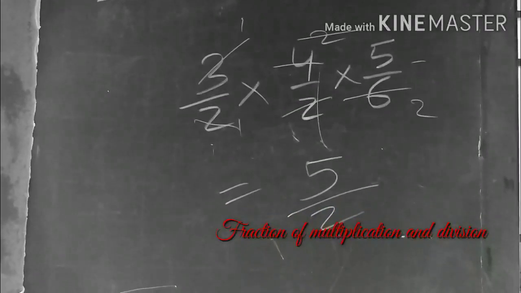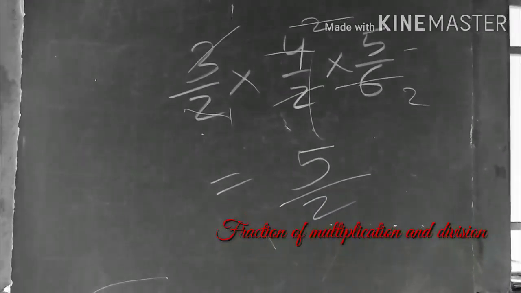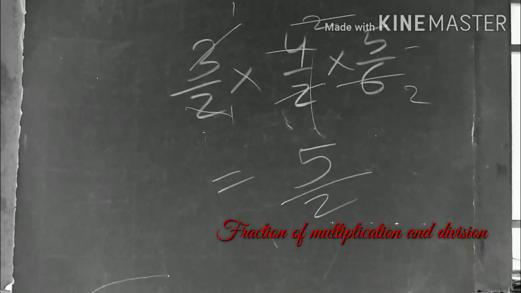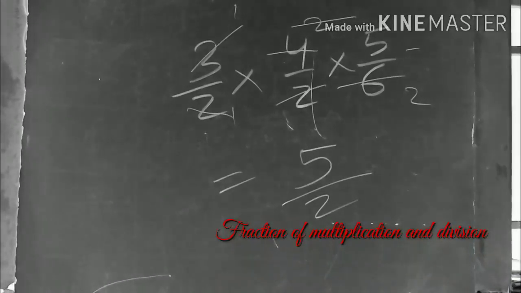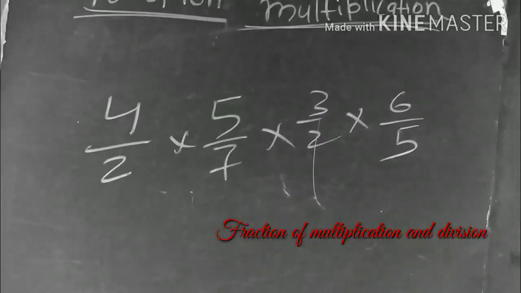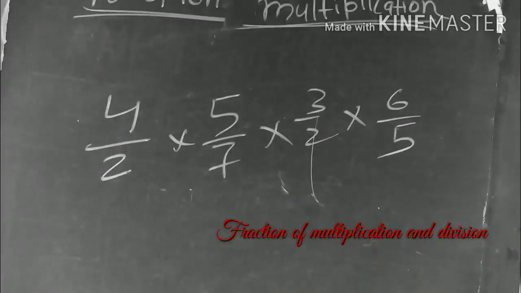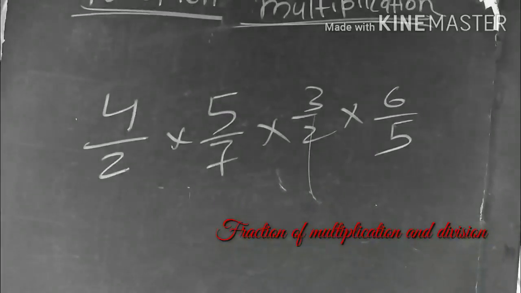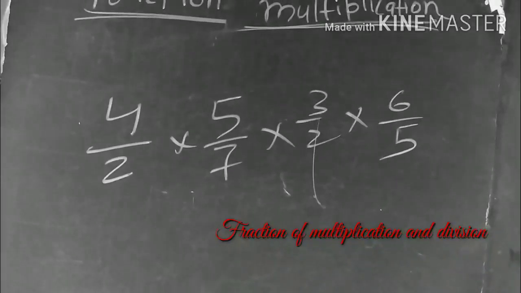Do you remember that? Multiplication is on the same side, but during cancellation it should be opposite. The next: 4 by 2, 5 by 7, 3 by 2 and 6 by 5.